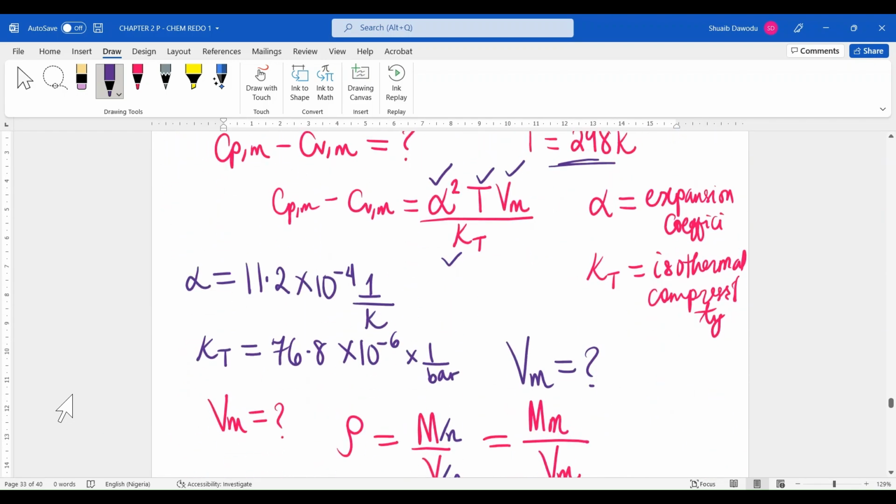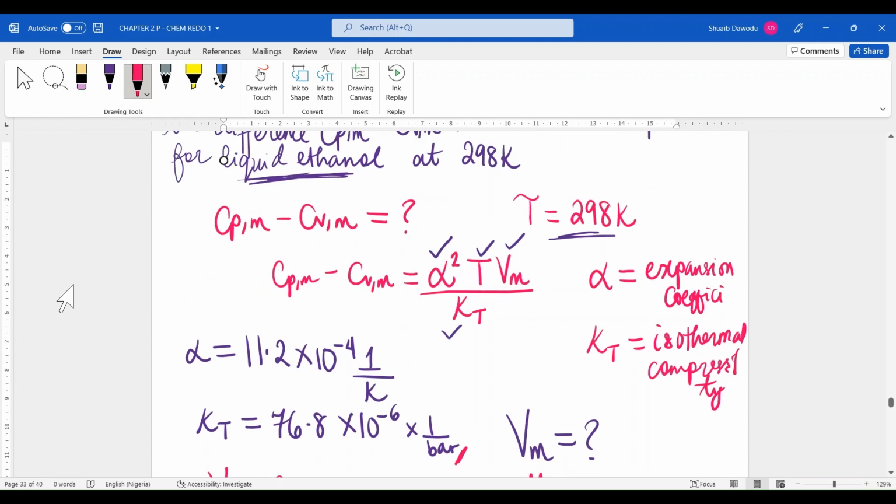We see that the unit for isothermal compressibility, KT, is 1 over bar. Bar is one of the units for pressure. But we also know that we're solving for Cp,m minus Cv,m, and the unit for Cp,m minus Cv,m is just going to be joules per mole Kelvin. That's what we want our final unit to be. But we cannot use bar and just take it to joules.